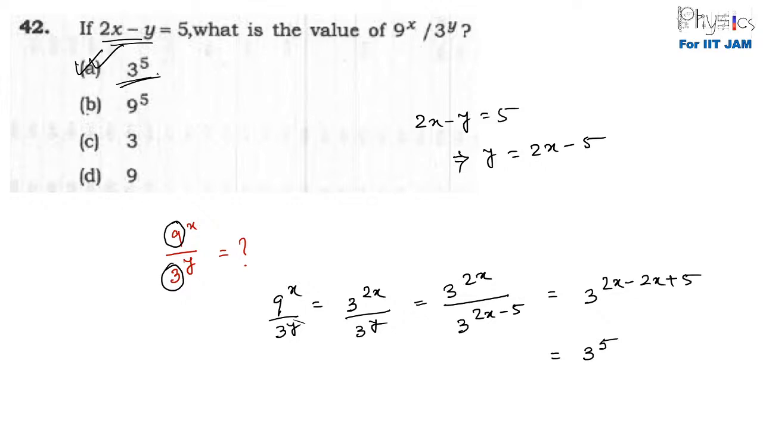Now, is it clear, everyone? Malaya is telling that if we simplify 9 to the power x by 3 to the power y, it will become 3 to the power 2x minus y. Yeah, 3 to the power 2x minus y. Right, exactly. So it will give us 3 to the power 5.